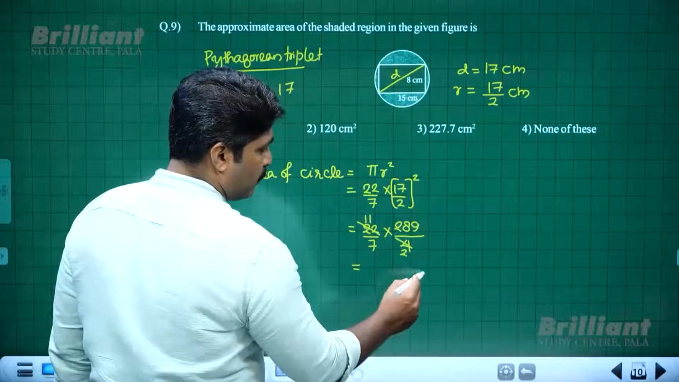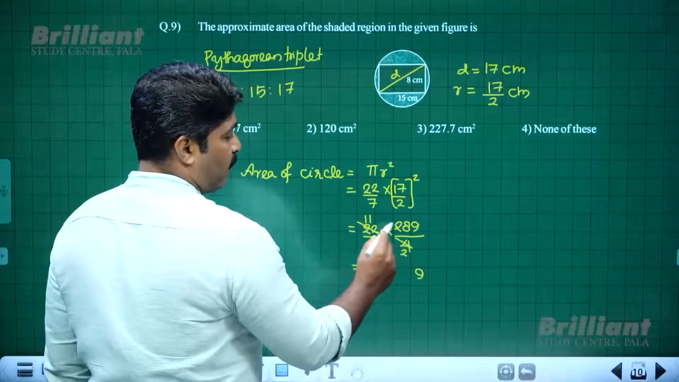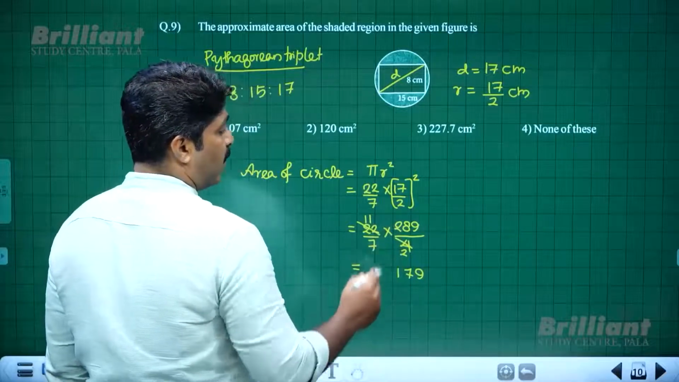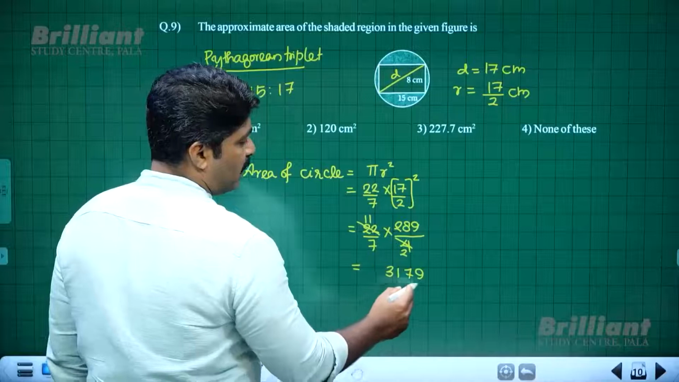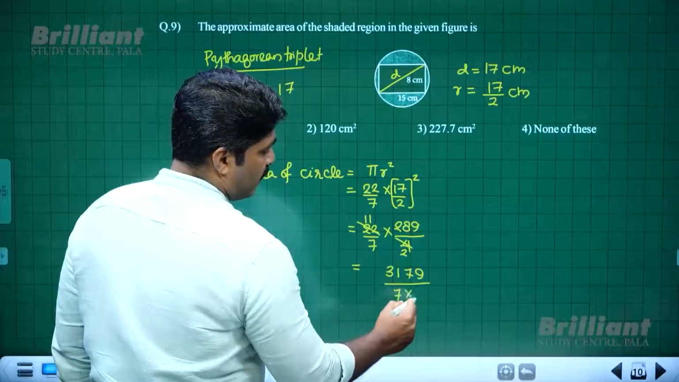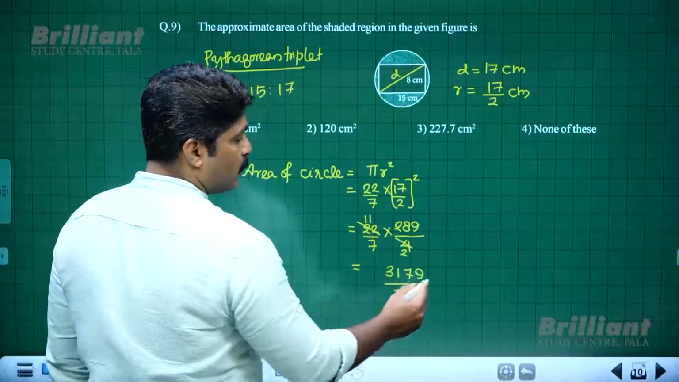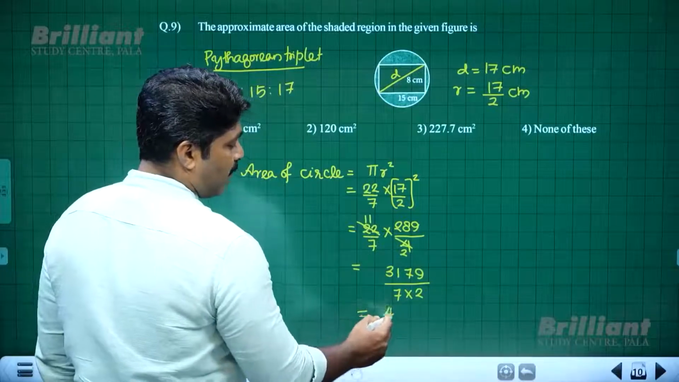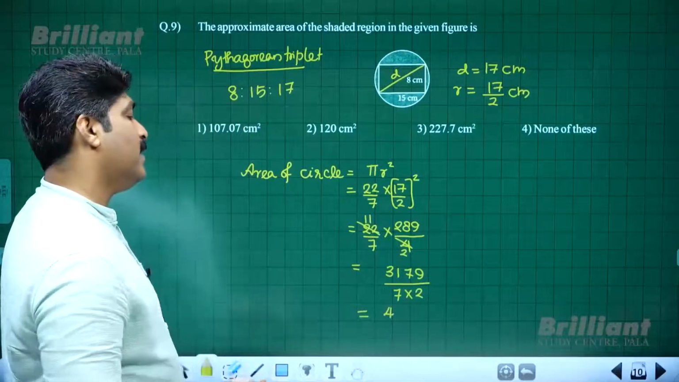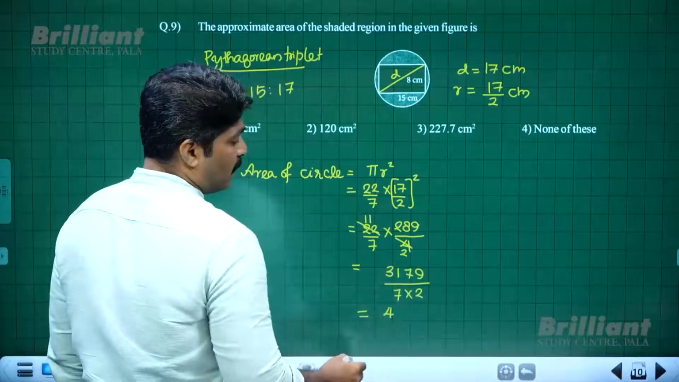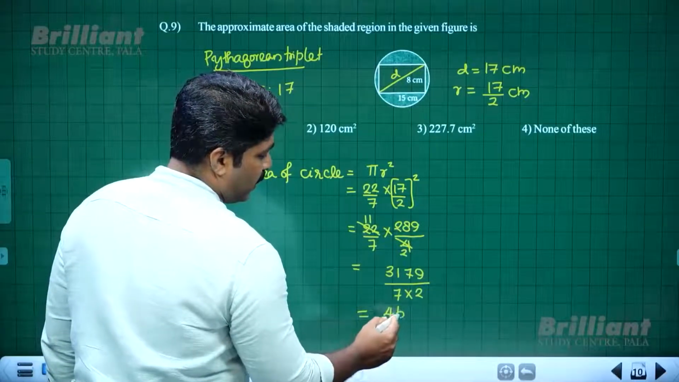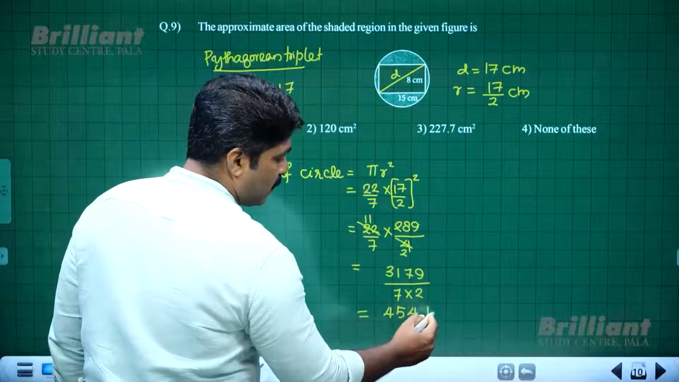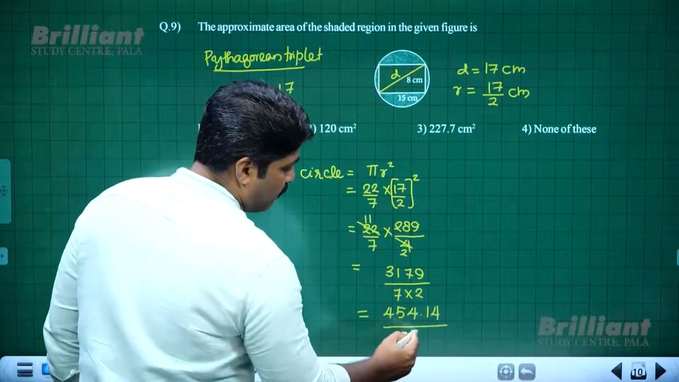While we are multiplying this, this is 3179 divided by 7 into 2. So here we have to do the usual division process. 4 times 7 is 28. Then 37, how much will it become? 5 times 7 is 35. Then 29, so that is 4 times. Therefore this is approximately 454 divided by 2.